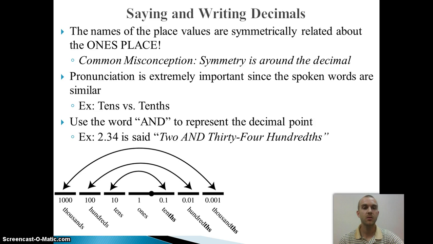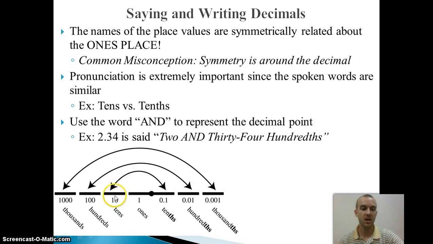Now when I say and write decimals, it is extremely important that I pay attention to the way I enunciate words and that I pay attention to where that decimal place is. The decimal place makes the number system symmetric around the ones place. Now remember that because that's important. It's around the ones place. Many people think it's around the decimal, but no, it is around the ones place.